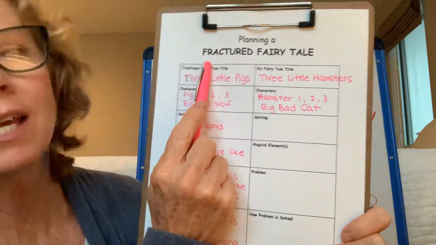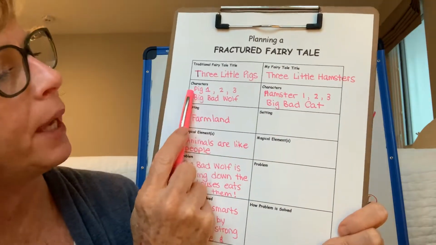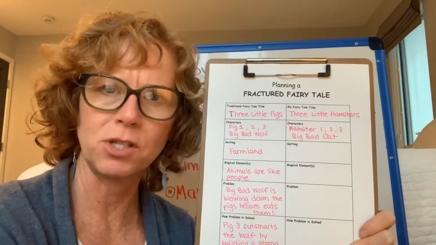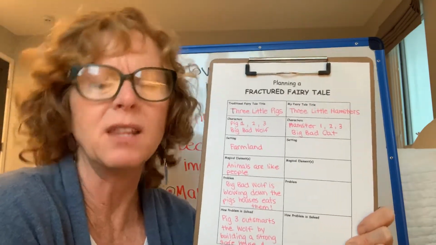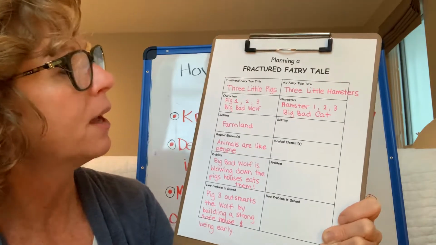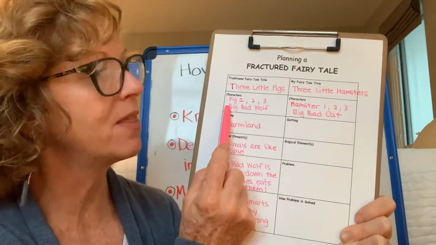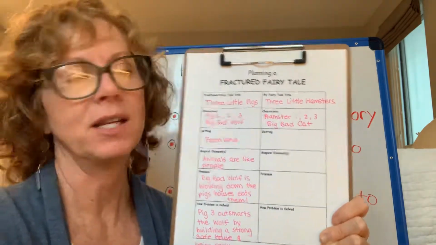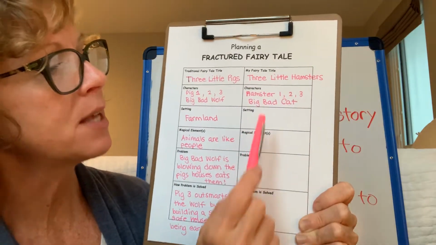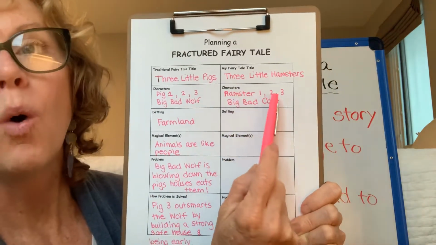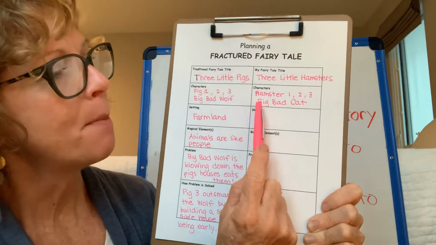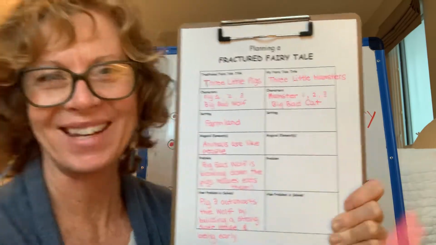Now, the characters in the traditional tale are Pig 1, 2, and 3. They really don't have names, do they? They just say the first little piggy, the second little piggy, the third little piggy. And then there's, of course, the big bad wolf. Now, in my fairy tale, Three Little Hamsters, I'm going to have hamster 1, 2, and 3. And I'm going to have big bad cat.